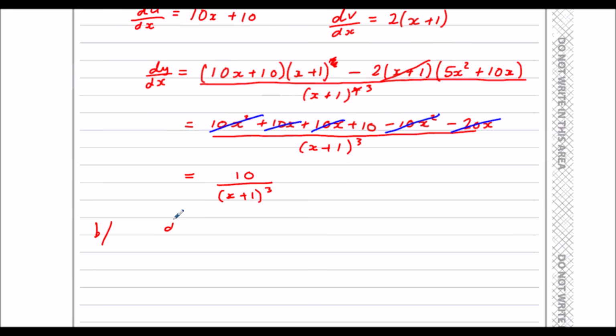So dy/dx is less than 0 when the denominator is less than 0. And what makes the denominator less than 0? x will have to be less than negative 1. So x is less than negative 1. That will make the bracket negative, and when you cube a negative number, you get a negative answer. So x has got to be less than negative 1 for this to be negative.